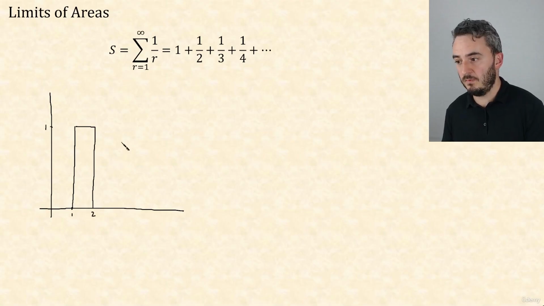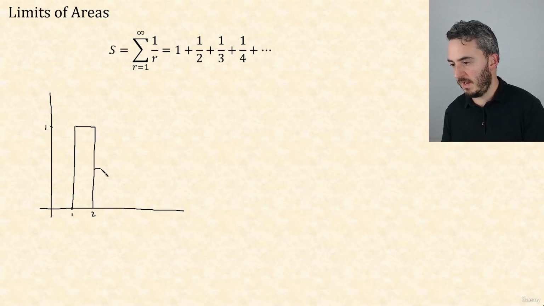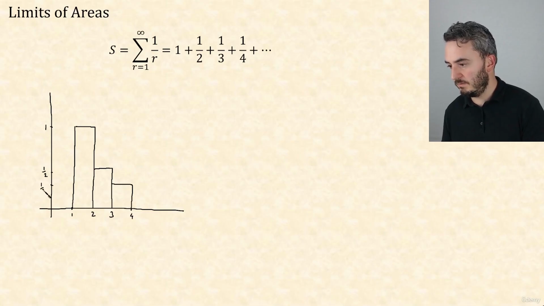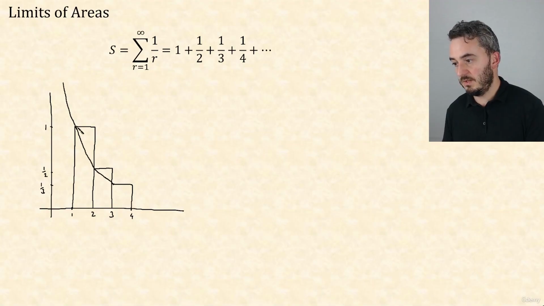So that's got an area of 1. The next one I'd like to have an area of a half. So I have a base of 1 and a height of a half. And the next one, I want to have a base of 1 and a height of a third, and so on. And so this is where my curve slots in, because I just have it coming down through the left-hand sides. And why does that work? Well, it works because, look, 1 and 1 divided by 1, 2 and 1 divided by 2, 3 and 1 divided by 3, and so on.